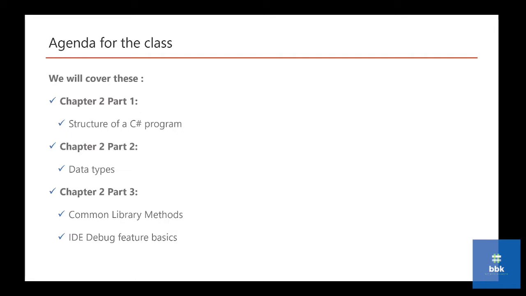In part 1, we'll be covering the basic structure of a C Sharp program. We had created our Hello World application in chapter 1. If you have not watched that video, I would really recommend that you go back and watch that video before coming to chapter 2. So in this section, we will go through that program and try to understand the different elements of that program and what it does.